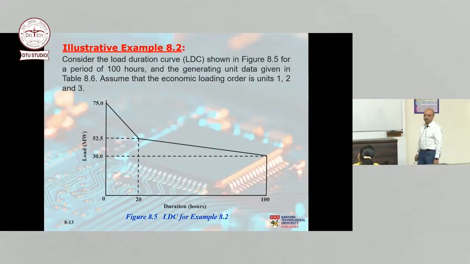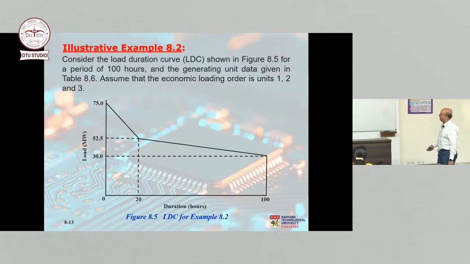Another example, we have a load curve now where there is one straight line and there is another straight line. The peak load is 75 and the lowest load is 30 megawatt, and this is given over 100 hours. Duration can be anything. It can be a day, a month, a week. And 100 hours is very odd, right? It's not even a week, 4 days plus, okay. Doesn't matter, as long as you have the necessary data, you can do all the calculations.